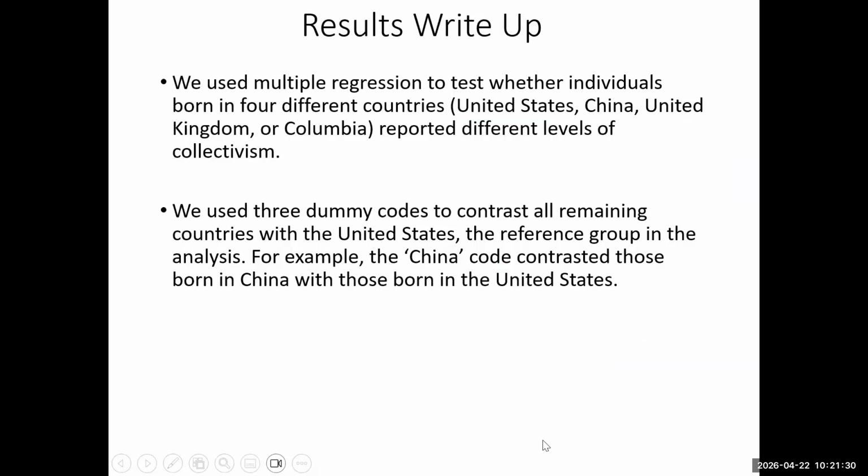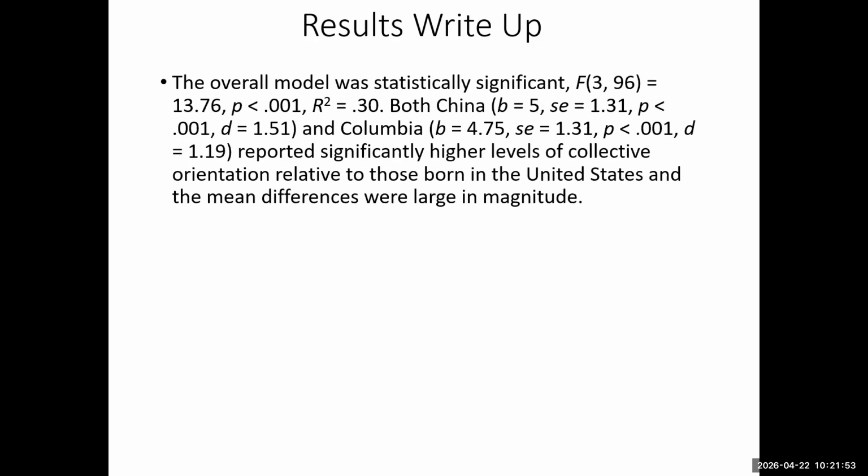Okay. All right. So here's how we might write up the results in this case. We'd say, okay, we use multiple regression to test whether individuals born in 4 different countries reported different levels of collectivism. We use 3 dummy codes to contrast all remaining countries with the United States, the reference group in the analysis. For example, the China code contrasts those individuals born in China to those born in the USA.